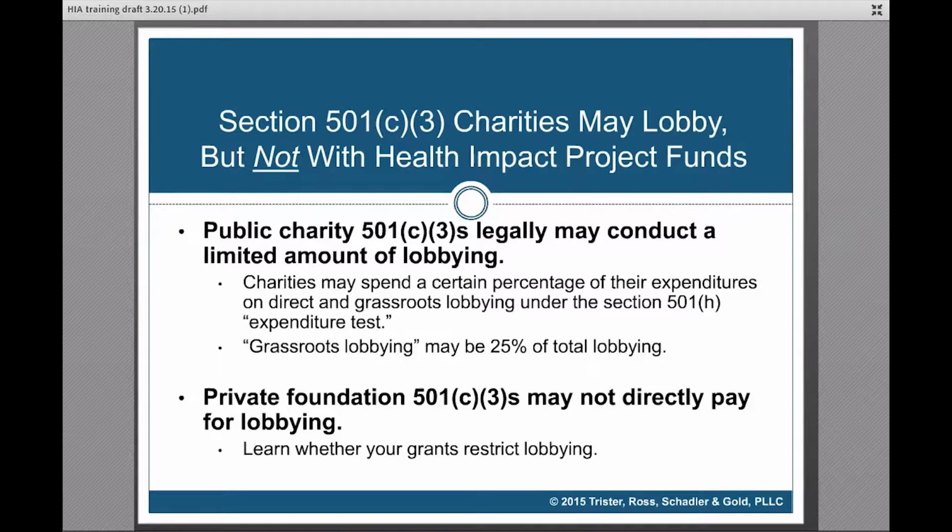This presentation only involves the IRS rules. It only involves those restrictions that are applied to the grant funding from the foundation. There are federal and state lobbying laws as well. In each of your state capitals, you may need to register or report to a state ethics board.